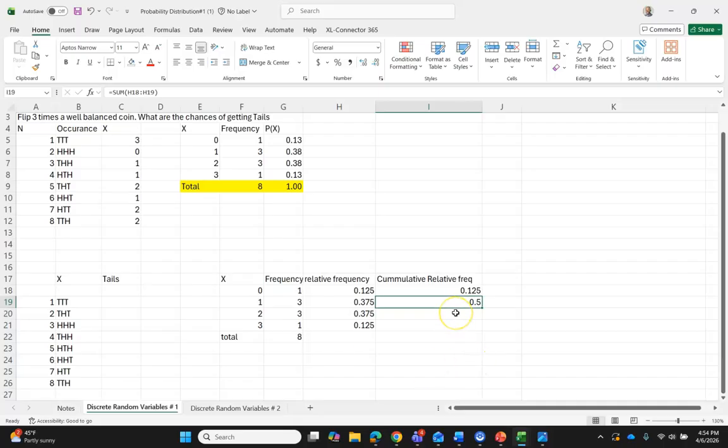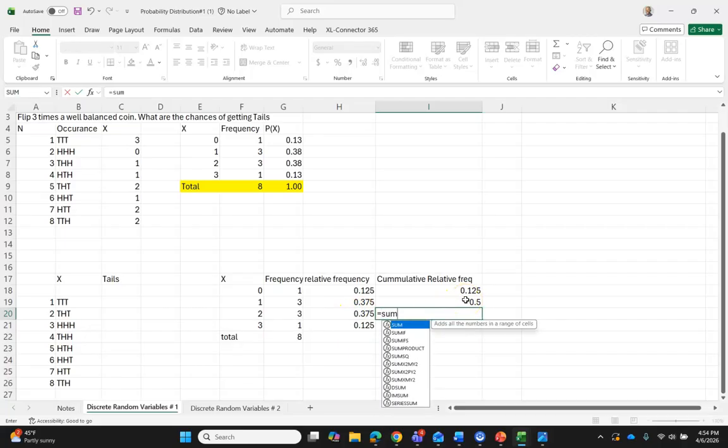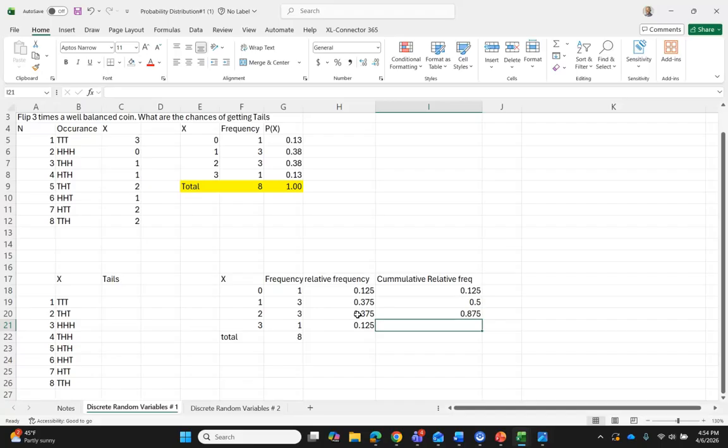So here we're going to add this one here as well. So sum, we're going to take all these 3 and sum all of them. We have 0.8, meaning that we are looking at the probability of having 0, 1, and 2.